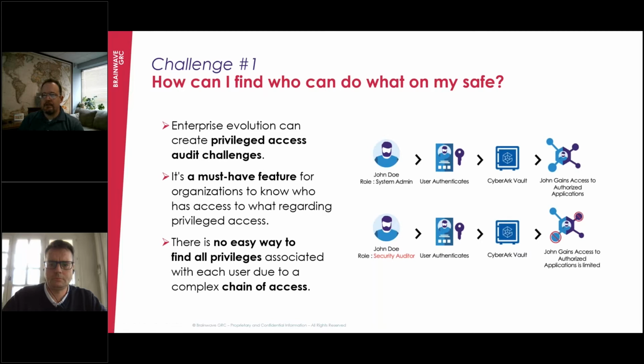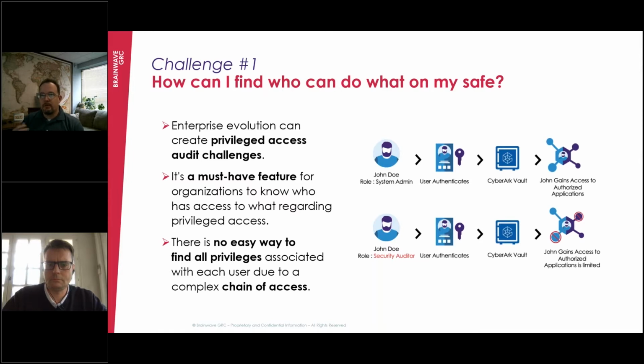John Doe was a system administrator, had access to all of the rights within Active Directory that he needed to maintain his IT duties, threw that into a safe template, put that safe in a vault, and then that gave him access to all of the different applications within the organization that he needed access to do his job. Again, role-based access. So John changed and became a security auditor.